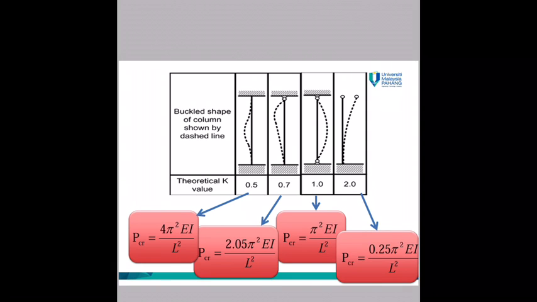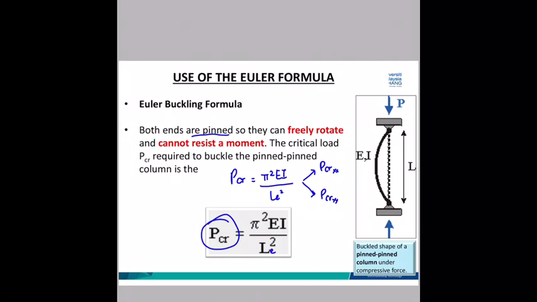If the column is not pin supported, then you need to include the K factor here. This is actually the K factor, which gives the effective length. That's why in this formula I put it as LE, so that you just remember one formula and calculate with LE. If you calculate with L, then you need to put the K factor in front, but if you use LE, then you just put the LE value.